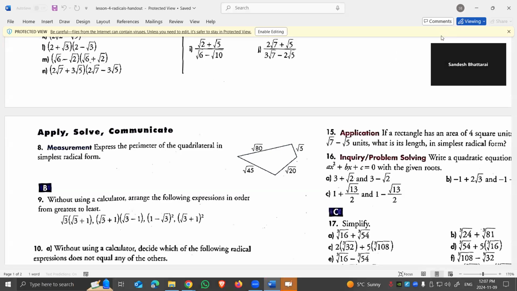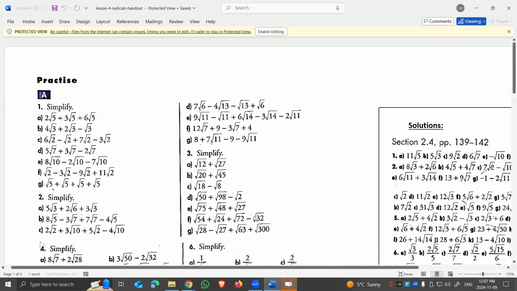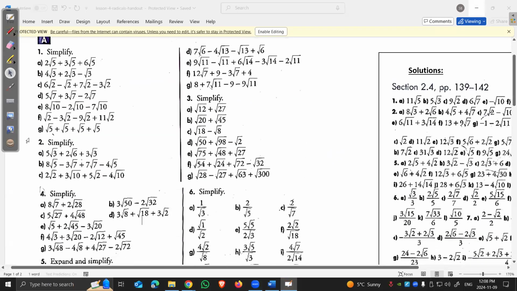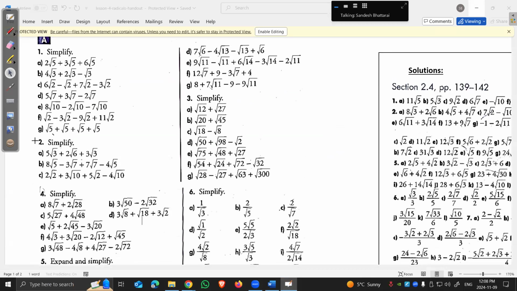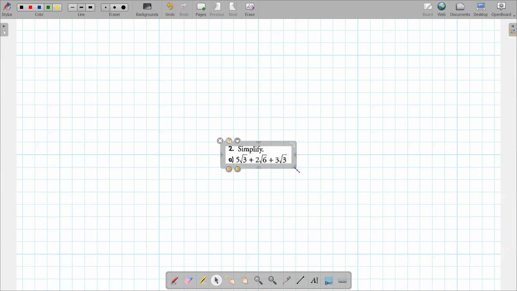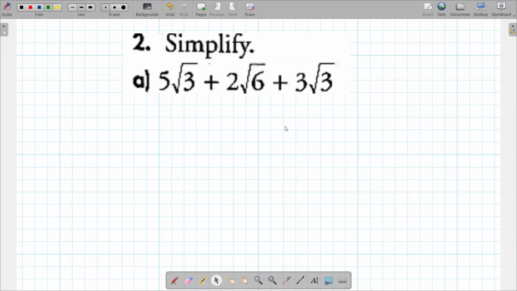All right, let's do some radical review. Which one should we start with? I'll start with a very basic one, just to review the idea. So here we have a question that says simplify. It's a little bit blurry, but we can still see the numbers. How do we go about doing this?